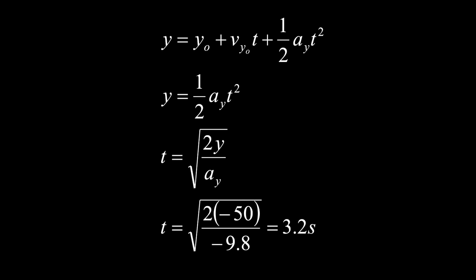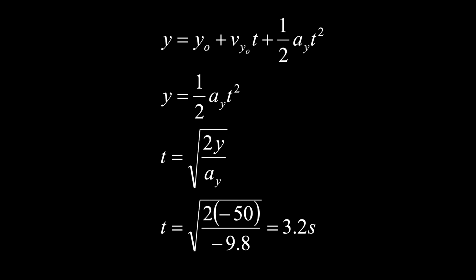So I solve this algebraically for the time. And I get that the time it takes to fall is equal to the square root of 2y over ay. And that's a familiar equation, because that's the equation that I used to figure out the time it takes for an object to fall when I was doing uncertainty in measurement and dropping things down a stairwell.